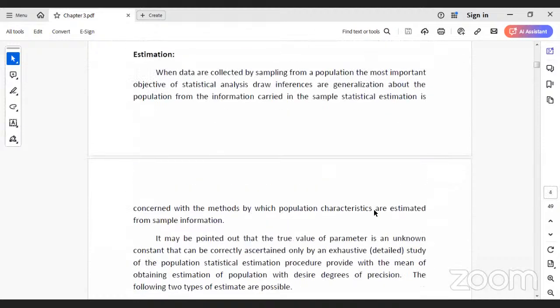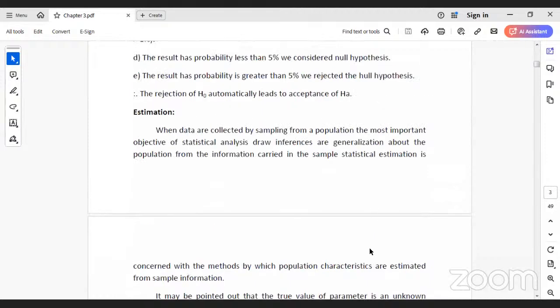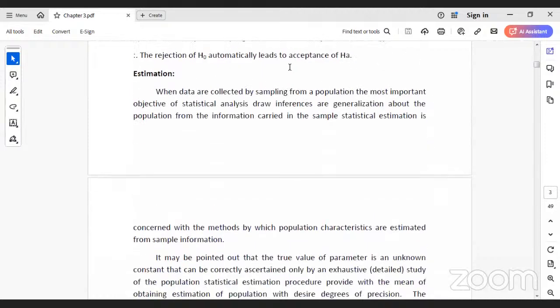The next one is estimation. You can take the photos also. Estimation: when data are collected by sampling from a population, the most important objective of statistical analysis is to draw inferences or generalizations about the population from the information carried in the sample. Statistical estimation is concerned with the methods by which population characteristics are estimated from the sample information.